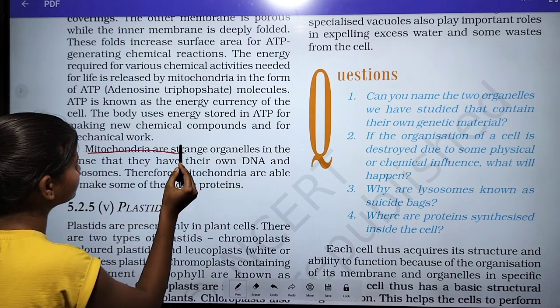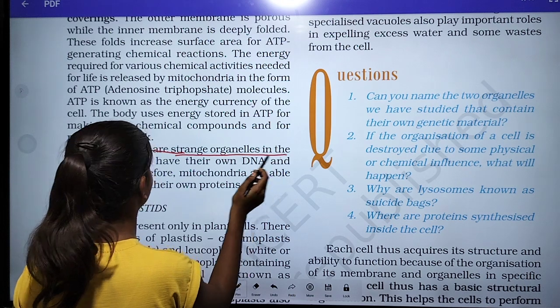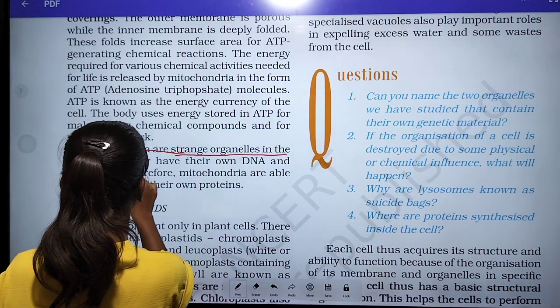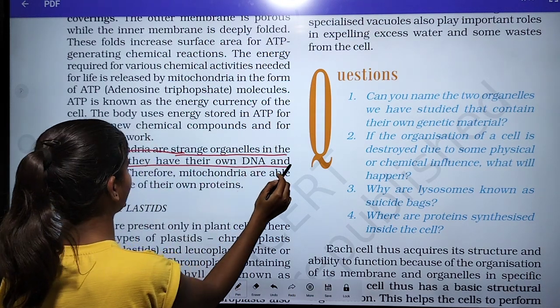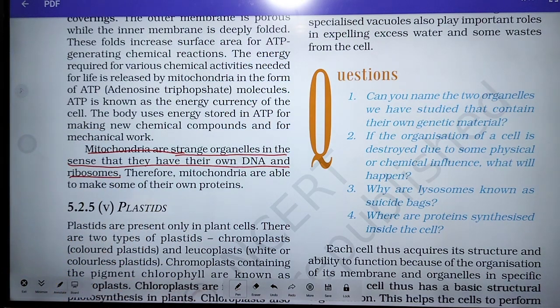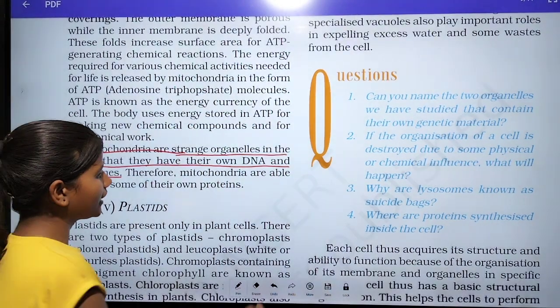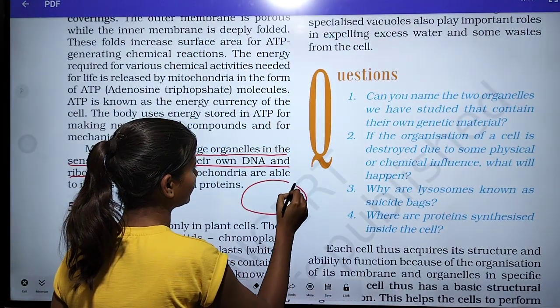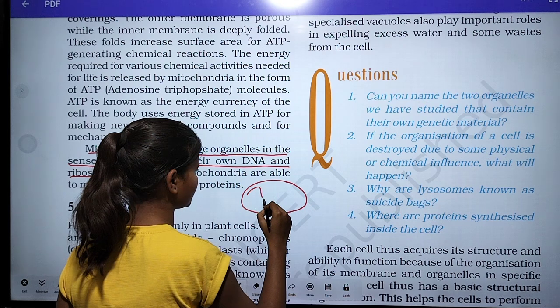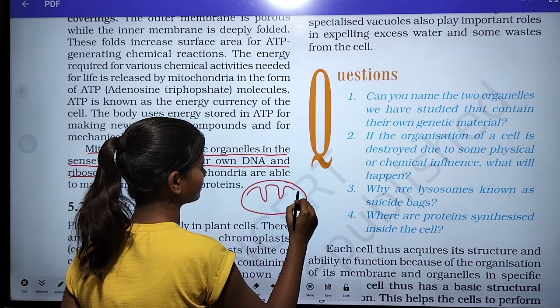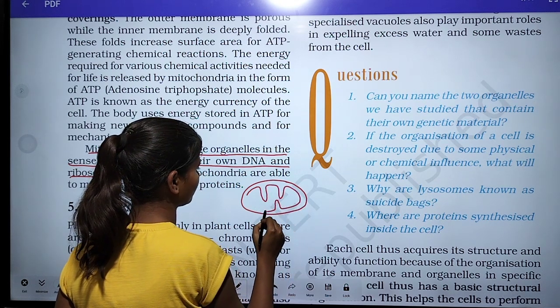Mitochondria are strange organelles in the sense that they have their own DNA and ribosome. Okay, this one is the structure of mitochondria.